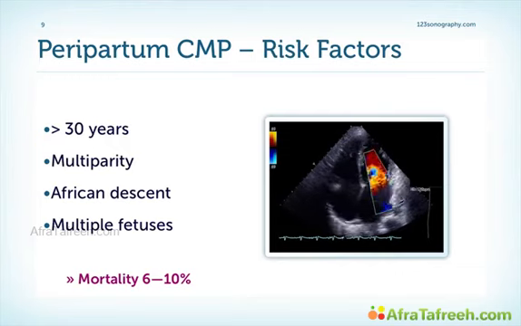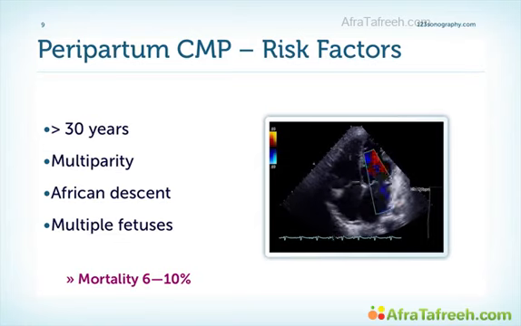What are the risk factors? Older age at pregnancy, so above 30 years, multiparity, African descent, and multiple fetuses. The disease has a fairly high mortality, which ranges between 6 and 10%, and usually, if patients don't recover quickly with respect to the left ventricular function, it remains reduced throughout the rest of their life.